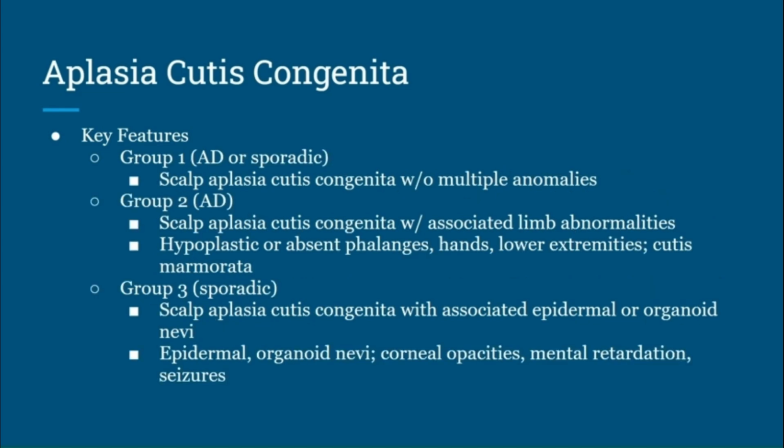And to break down the groups here, group 1 is your autosomal dominant or sporadic, and that's usually when you just have scalp aplasia cutis congenita, period. That's it. Group 2, autosomal dominant, here is where you have scalp aplasia cutis congenita with associated limb abnormalities. You might even see hypoplastic or absent phalanges. Hands and lower extremities can be affected as well. Group 3 is more sporadic, and that's usually aplasia cutis congenita on the scalp associated with epidermal or organoid nevi. Epidermal organoid nevi might even come with corneal opacities, mental retardation, or seizures.